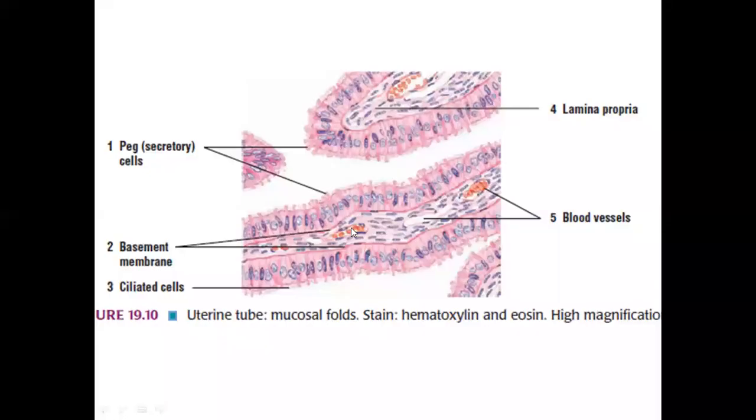Deep to the epithelium lies the loose connective tissue lamina propria separated by basal lamina or basement membrane. The lamina propria contains connective tissue fibers and cells and numerous blood vessels. The lamina propria forms the core of the mucosal folds.